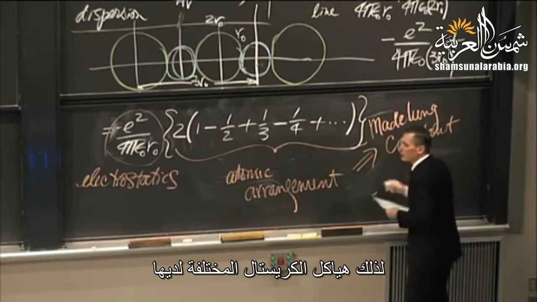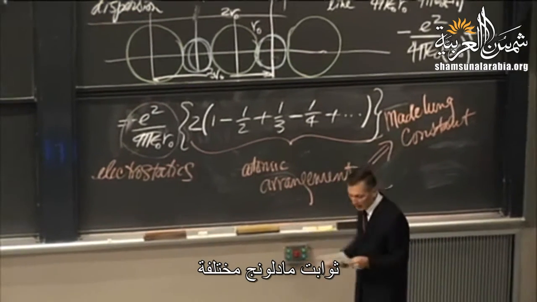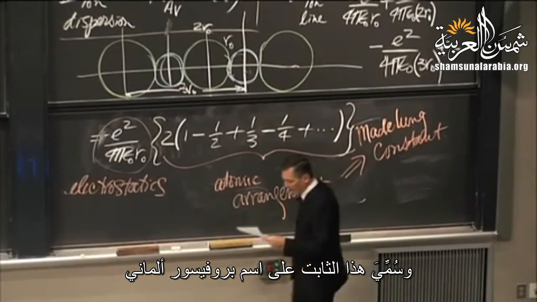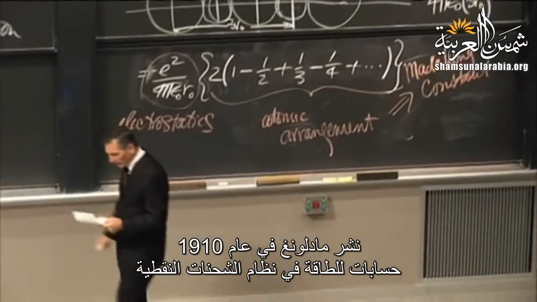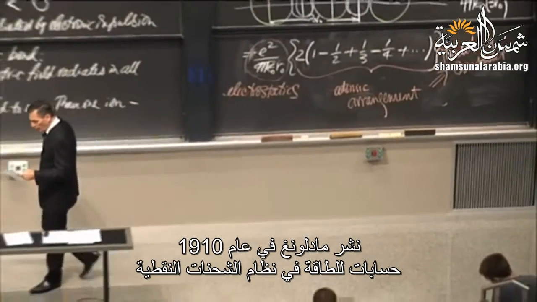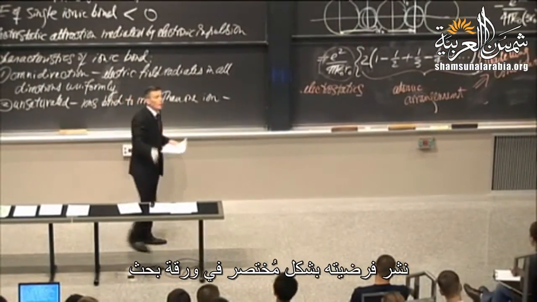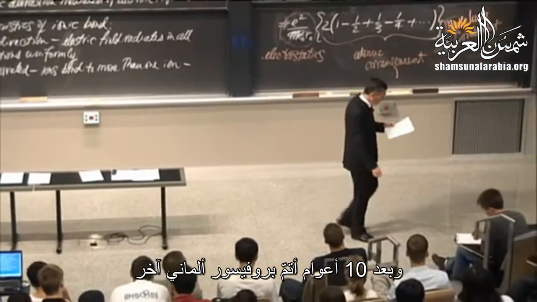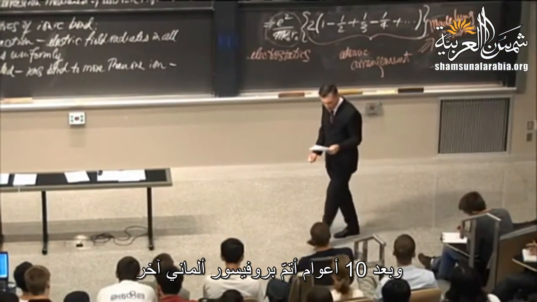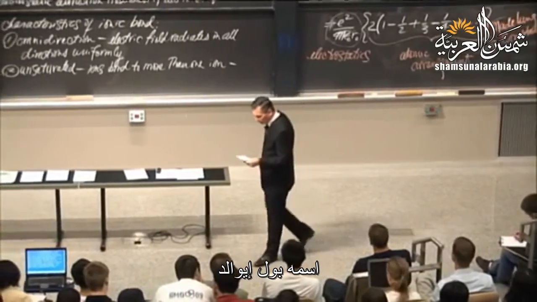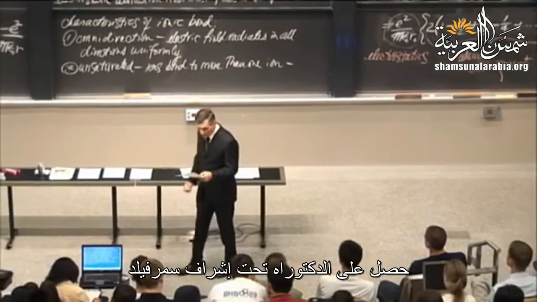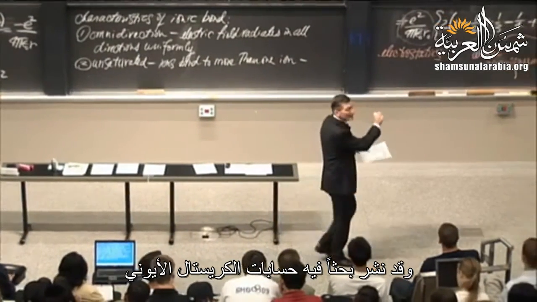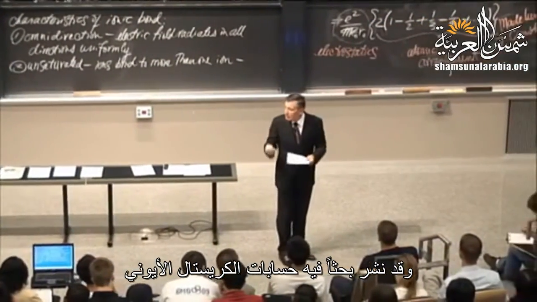So different crystal structures have different Madelung constants. And it's named after a German professor, Madelung. In 1910, he published calculations for the energy of a system of point charges. Just an abstract theoretical paper. And then about 10 years later, another German professor by the name of Paul Ewald, who did his PhD for Sommerfeld, published a paper in which he actually made the calculation for ion crystals.